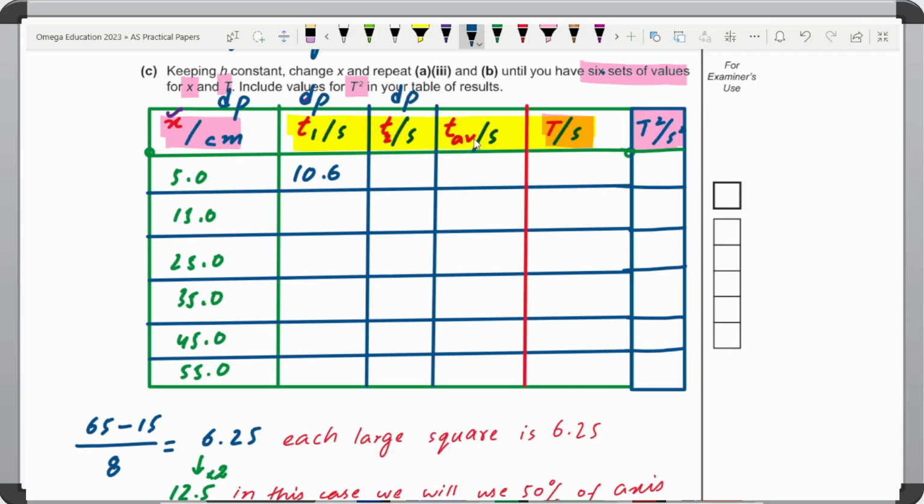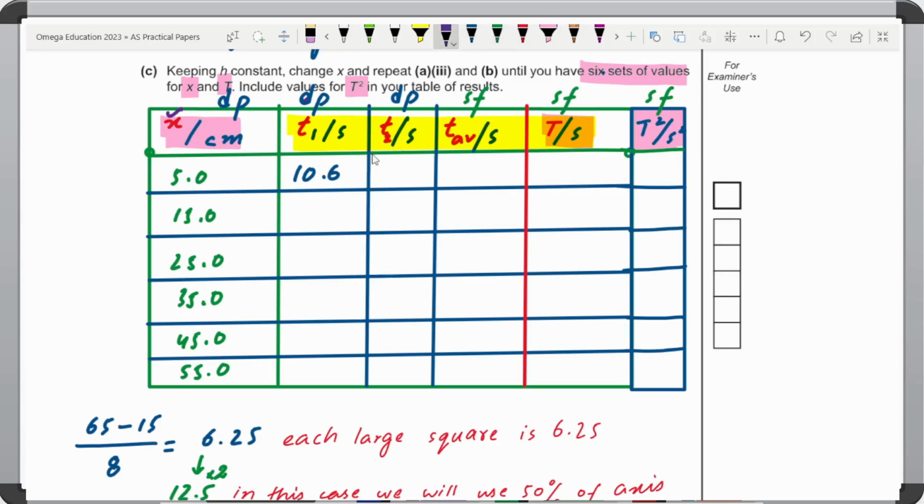And T average, you don't find T average through the stopwatch directly. You use T1 and T2, you use the calculator and you find T average. So you be careful with significant figures. Likewise, capital T is found through the calculator. It is a calculation, so significant figures. And for the last one, significant figures once again, because T square is also obtained from the calculator.